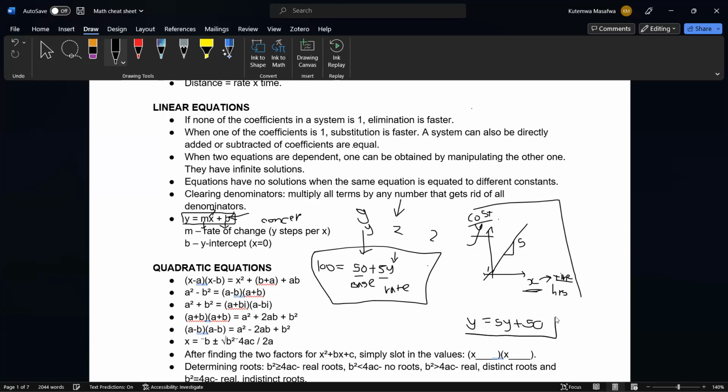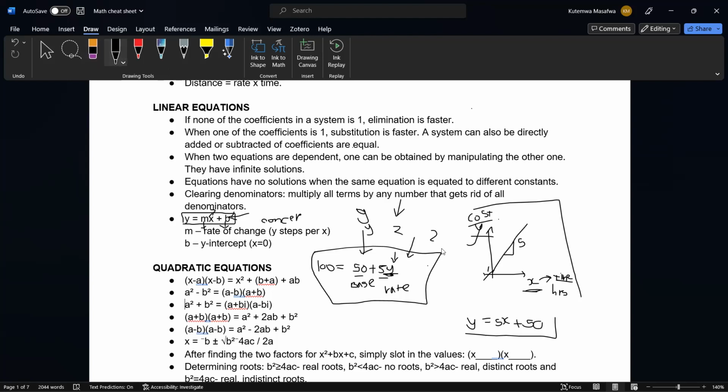Y is equal to m. Sorry, this should be x. Sorry, let me replace this. So we're looking at y representing the total cost, and x representing the number of hours. So it's definitely this example, but we're just switching the variables around. So I'm making x the hourly rate. And then it makes sense, right?